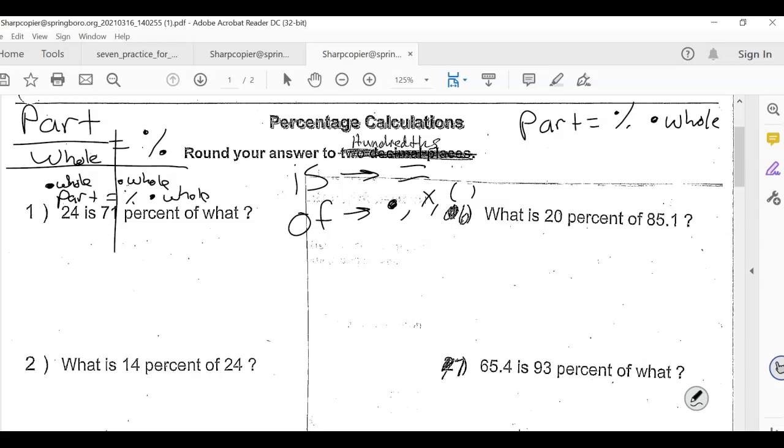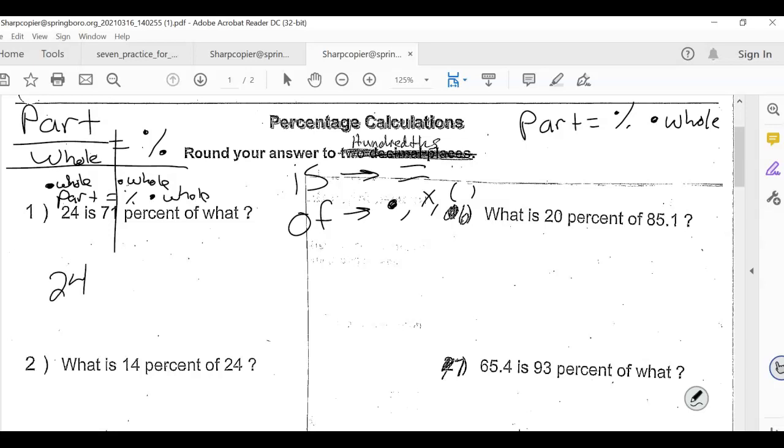All right, are we ready to try a problem? Yes? All right. The first one, number one, says 24 is 71% of what? What we're going to do is, this is a word problem. We are going to create an equation by using the words inside of the sentence. We're going to start with 24.